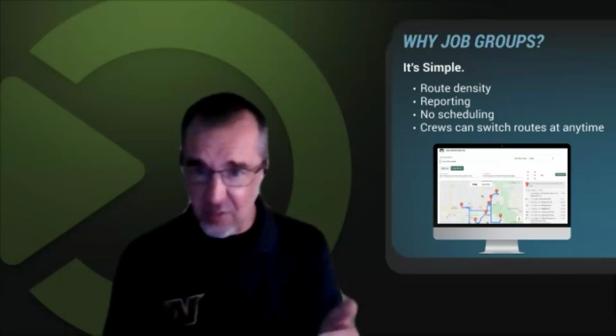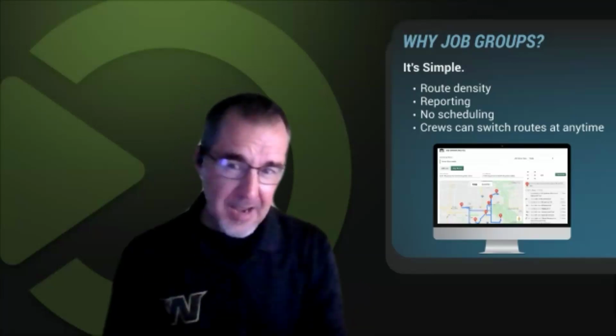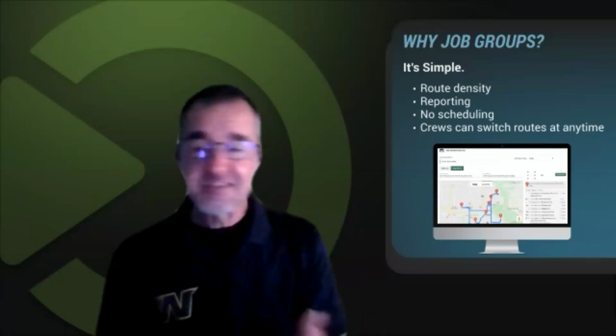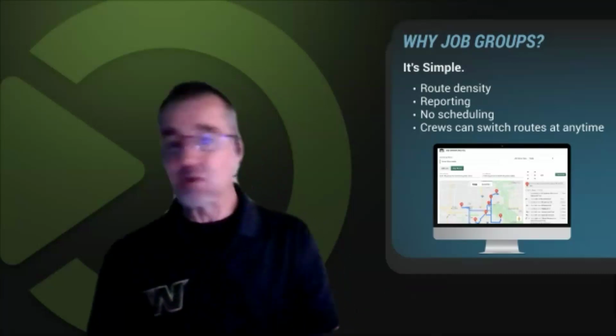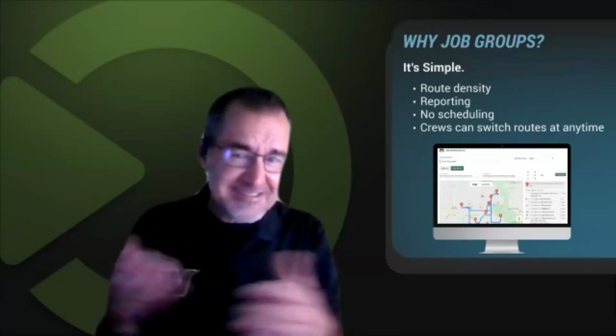So keep in mind that if you have a snow event and you're not using job groups, if a snow event should happen at 2 or 3 o'clock in the morning, you will need to have somebody get up, log into LMN, and take those jobs and put them on the calendar so your crews know where they need to go. Well, that's not efficient.